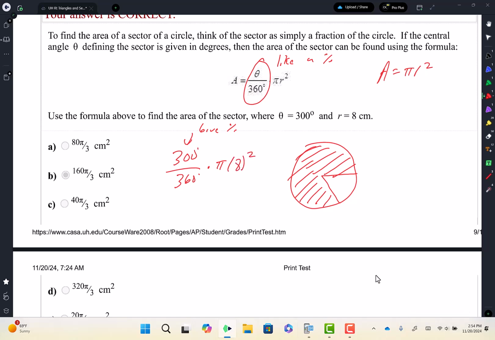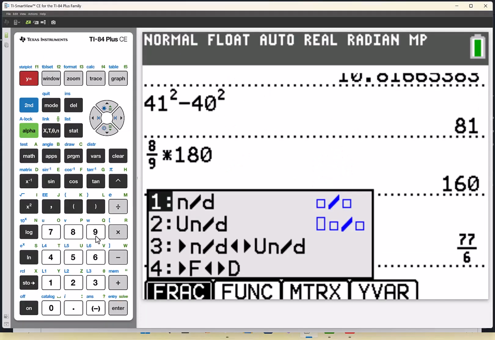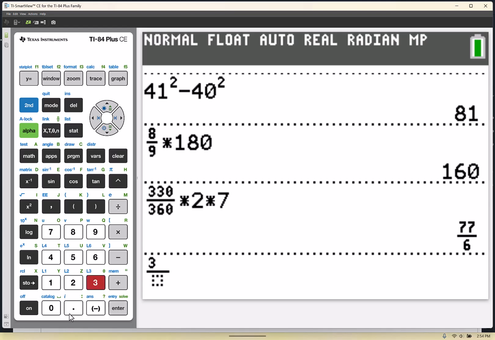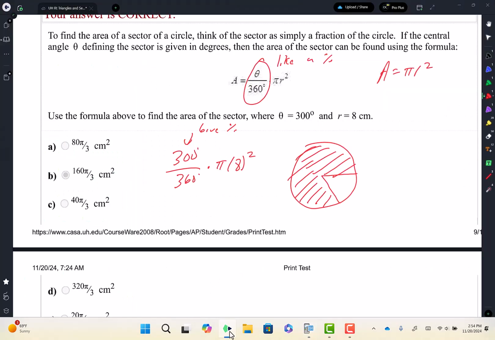So I take my calculator. I go 300 over 360, and I'm going to multiply that by 8 squared, or by 64, whatever you think is easier. And then put a pi in the front. 160 pi over 3. And if I have units, put units, square centimeters.